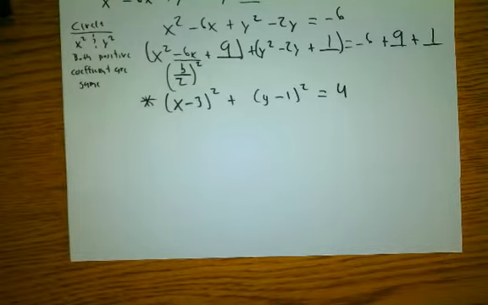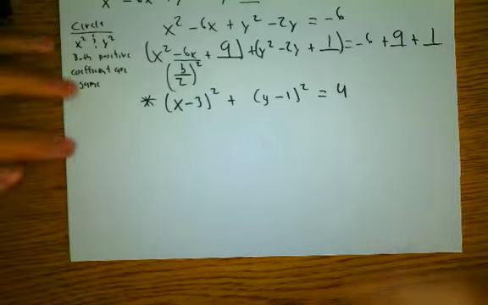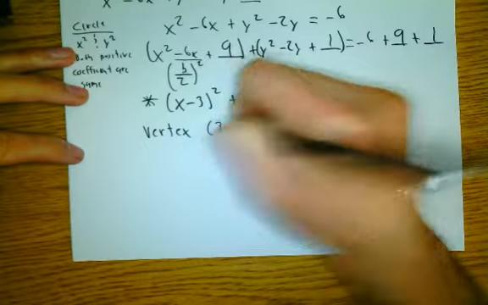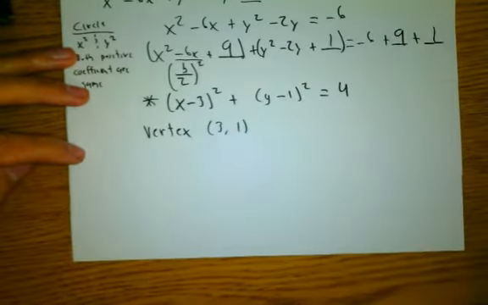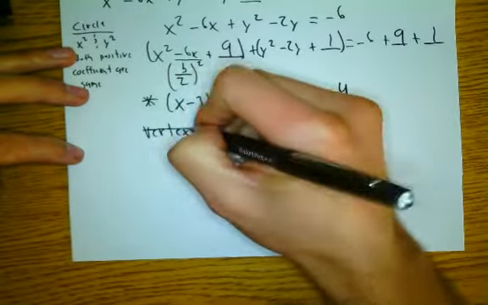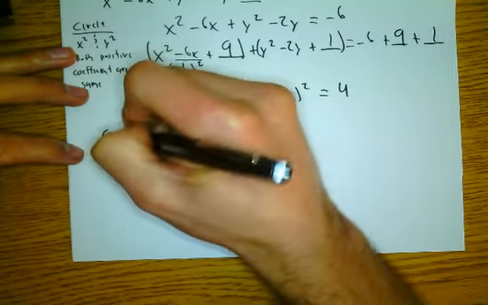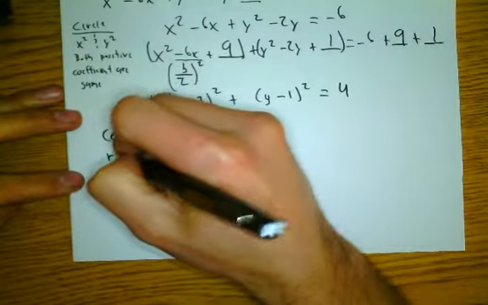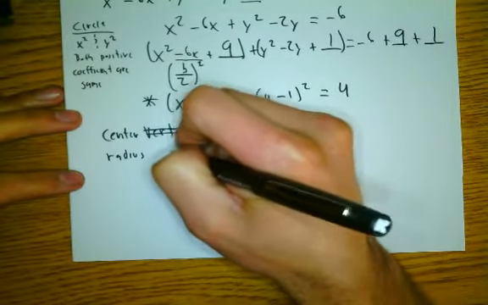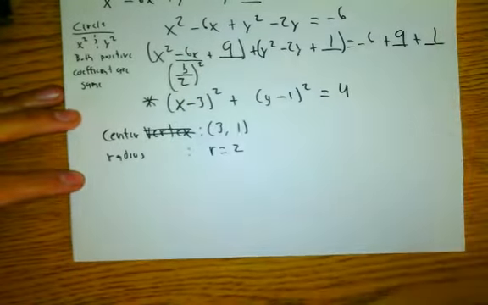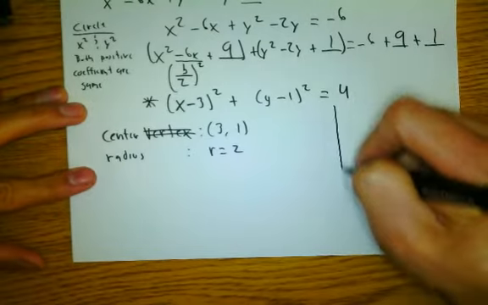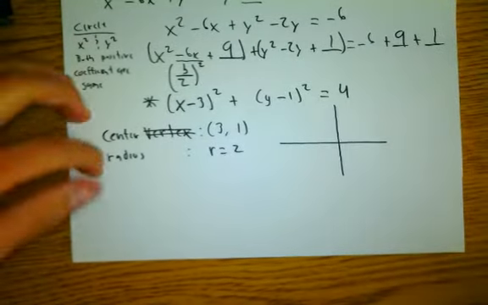What's the vertex? The vertex is 3, 1. I'm sorry, the center. I got ahead of myself. The center for this circle, thank you, is 3, 1. And what is the radius? The radius is 2. Could you sketch this for me? So go ahead and take your time and sketch this out. I'm going to pause the video and check your answer when you are done.